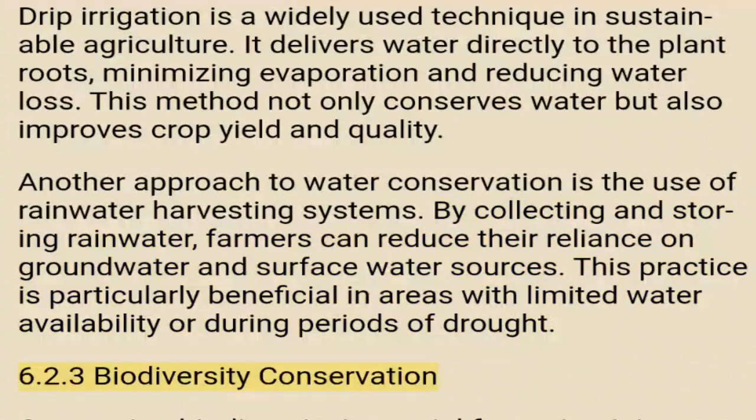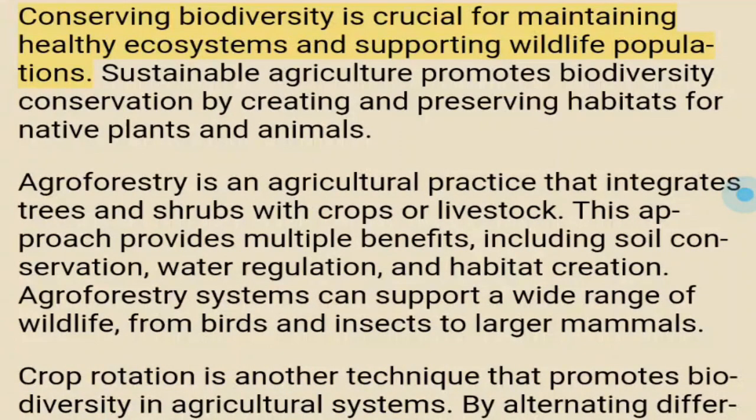6.2.3 Biodiversity conservation. Conserving biodiversity is crucial for maintaining healthy ecosystems and supporting wildlife populations. Sustainable agriculture promotes biodiversity conservation by creating and preserving habitats for native plants and animals.